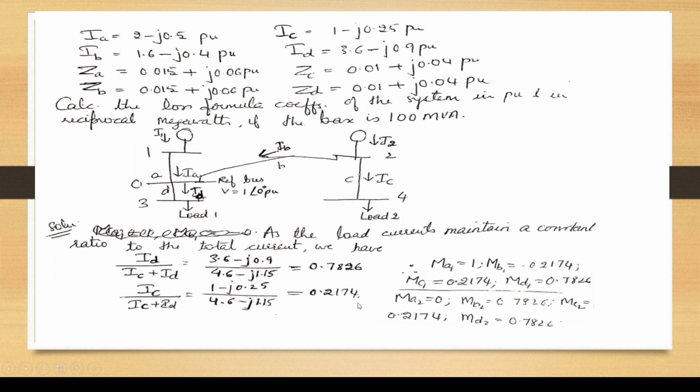So MA1, MB1, MC1, MD1. MA1 is 1, MB1 is 0.2174, MC1 is 0.2174, MD1 is 0.7826. Now MA2 is 0, MB2 is 0, MC2 is 0.2174, MD2 is 0.7826.